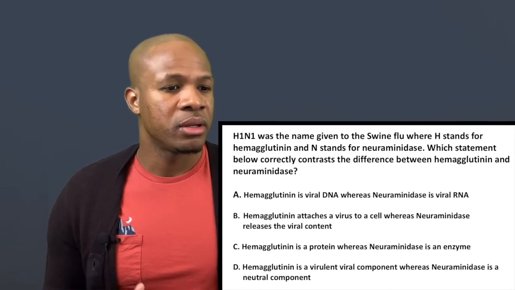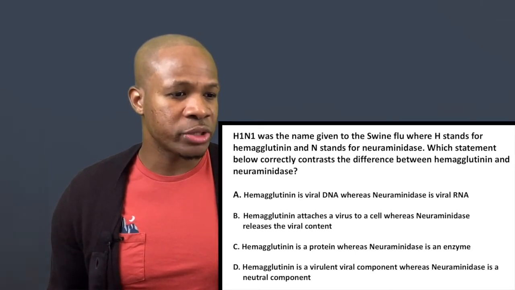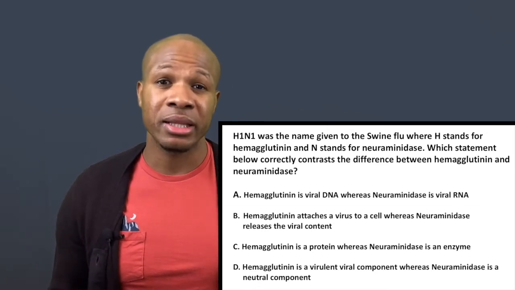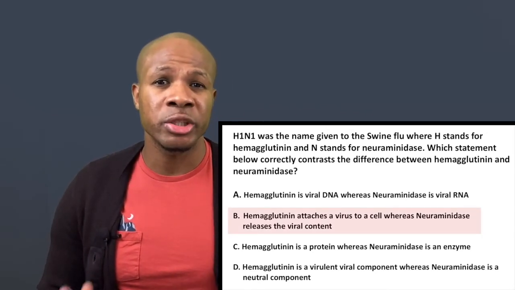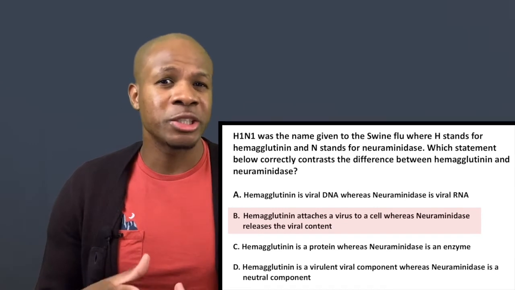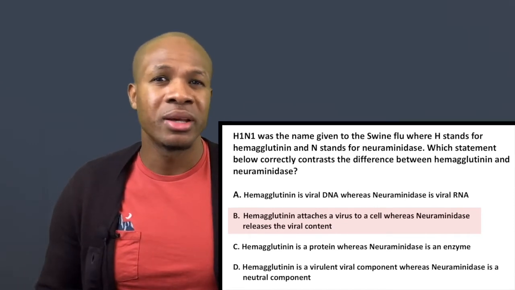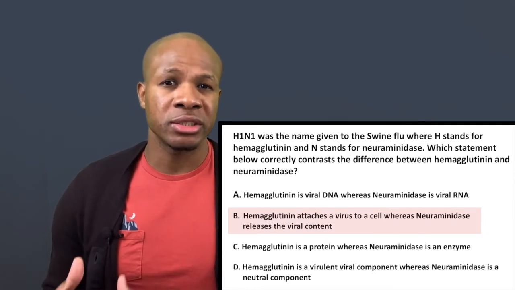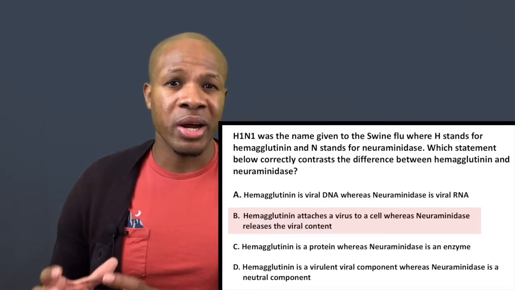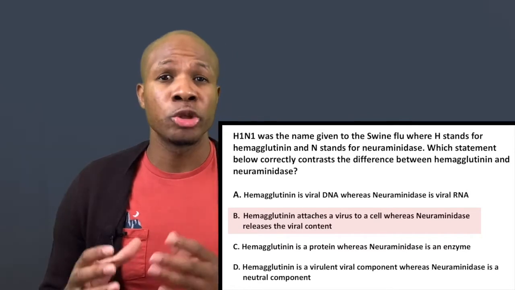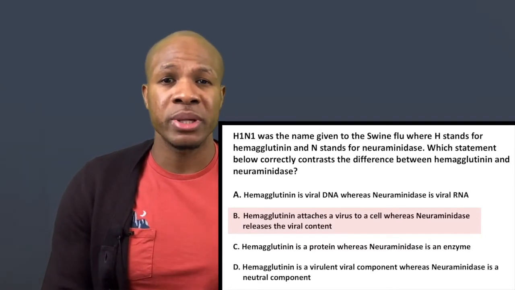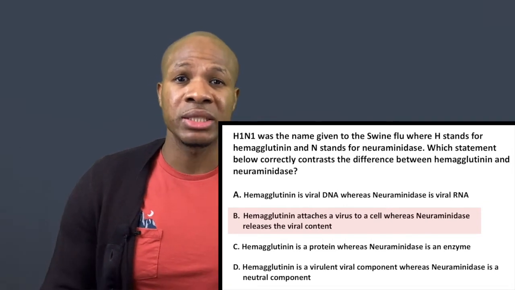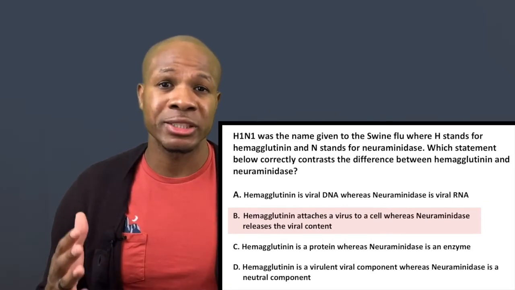B says hemagglutinin attaches a virus to a cell, whereas neuraminidase releases the viral content. Exactly. And with this one, it's a little bit easier to remember what they are because it kind of tells you in the name, especially the hemagglutinin. It almost has the word glue in it, which helps you remember that this is the part of the virus that allows the virus to attach to a cell. And the neuraminidase is going to be responsible for the second half of the infection where the virus injects its content into a cell. So the correct answer is answer choice B.